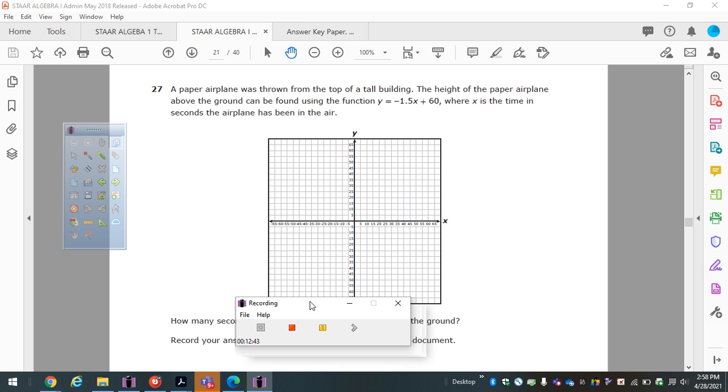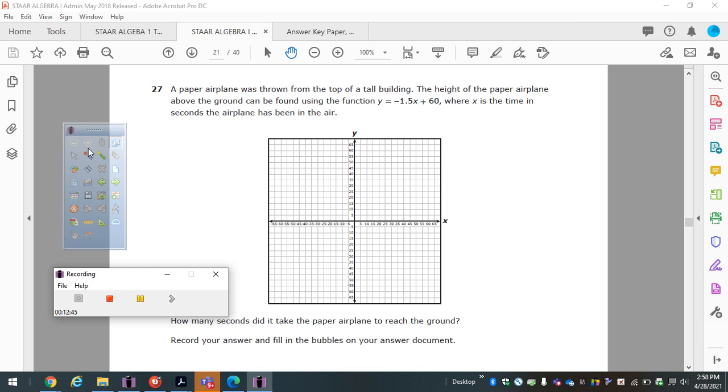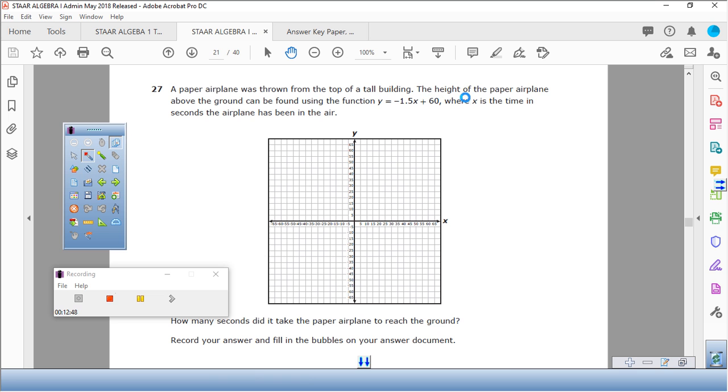Okay, so on this one right here, an airplane was thrown from the top of a tall building. The height of the airplane above the ground can be found using the function y is equal to negative 1.5x plus 60. This is the one I want, where x is the time in seconds. X is your time, guys. Make sure you know that. It's always, I told you, forever, it's time. You can't control time. And y is going to be your height, guys, okay?